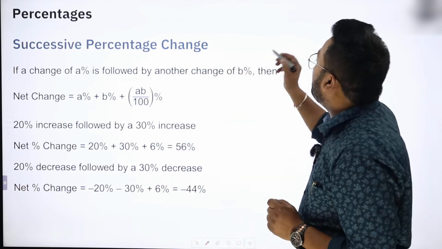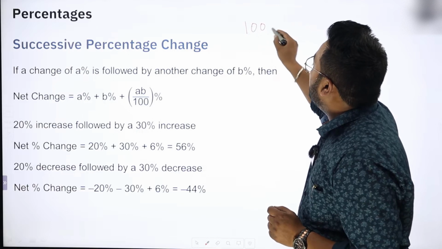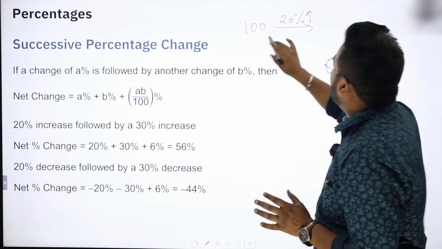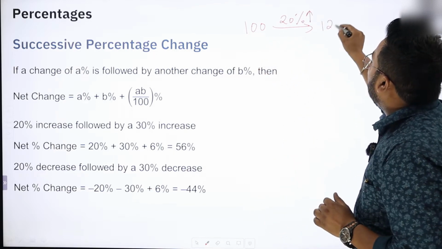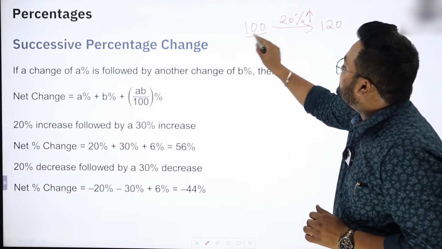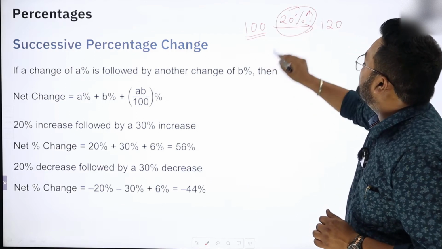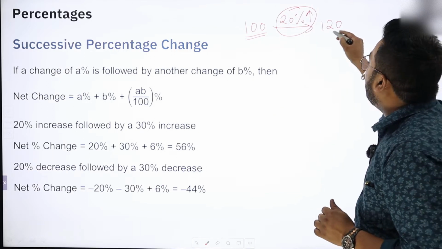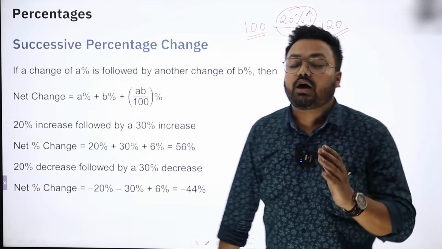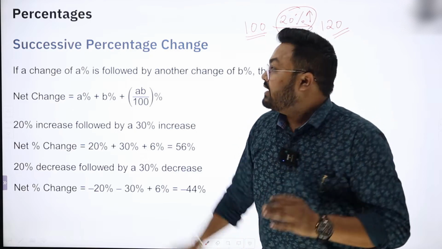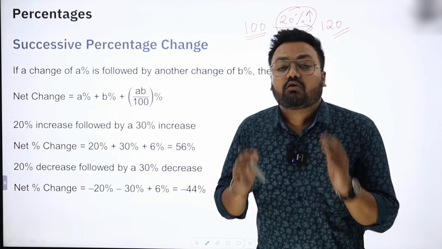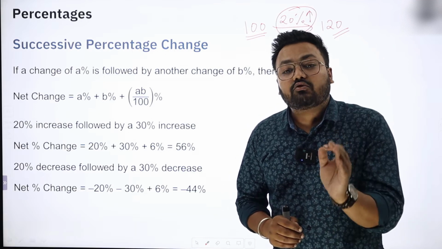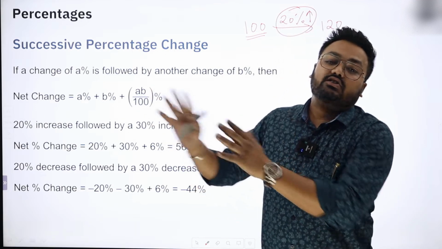For example, if I have a number 100 and I am increasing it by 20%, that means now it will become 120, because I am increasing this 100 by 20%, or I would say there is a 20% change in this 100 and this number becomes 120. But in successive percentage change, we will see that there will be two or more percentage changes.